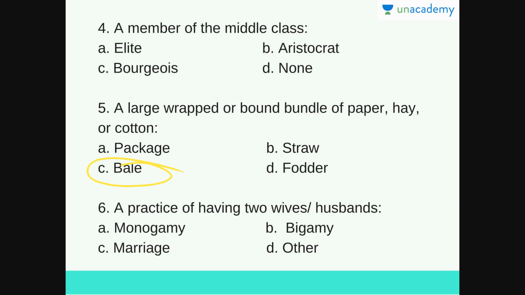Next question is a practice of having two wives or two husbands where it is legal to have two husbands. That's why I've written husbands too. Options are monogamy, bigamy, marriage, or other. The practice of having two wives is bigamy. Monogamy is the practice of having one wife or one spouse. And marriage is the bond between a person and his spouse. So our answer is bigamy.